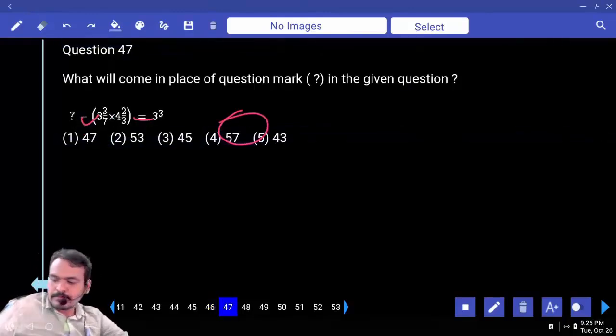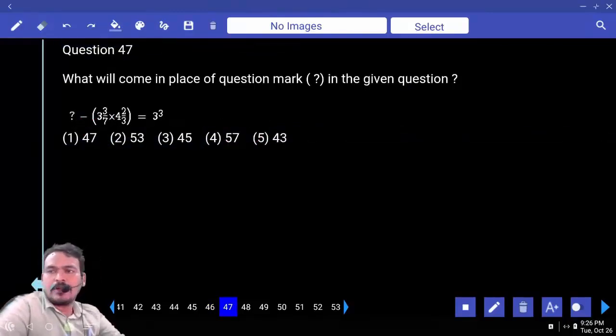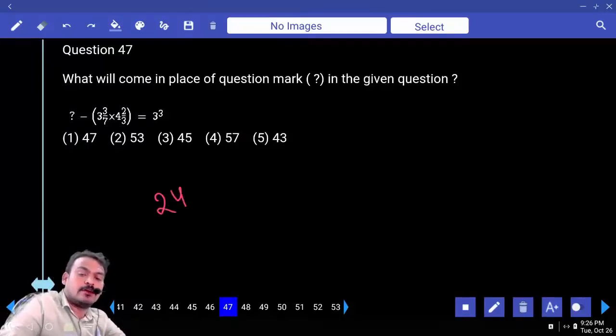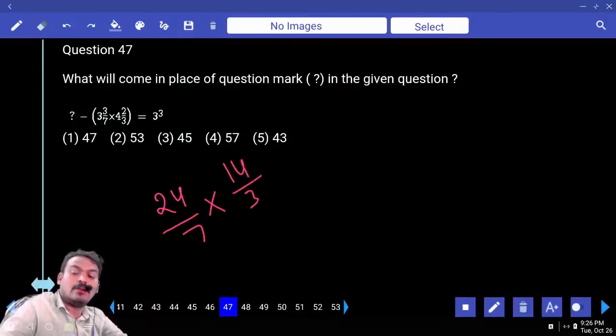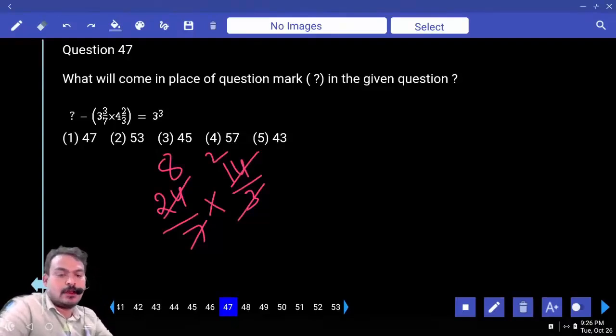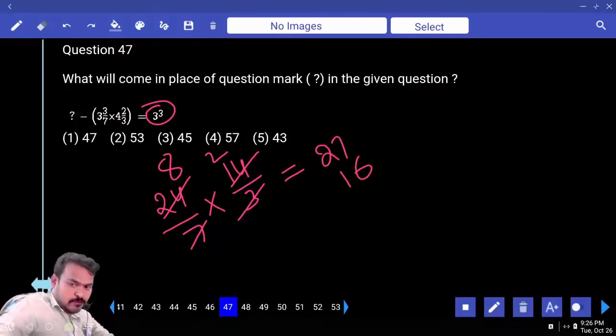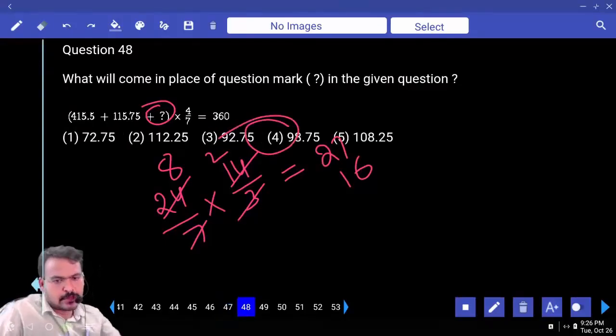Next, 47. In left hand side, first priority, bracket value, or not? First 3 by 7 means 24 by 7. Next 2 by 3 means 14 by 3, or not? 7 how many times? 14. 2 times. 3 how many times? 8 times. 8 2s are 16. Negative 16 becomes positive 16. Already 3 cube is 27. Then the answer is 27 plus 16. How much? 43.